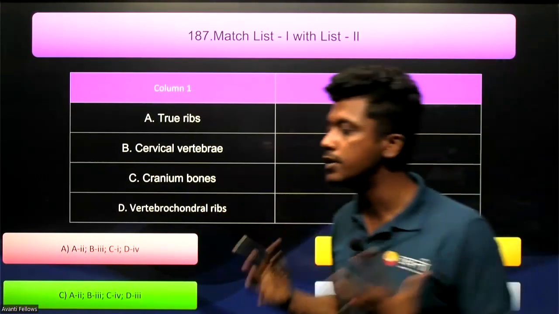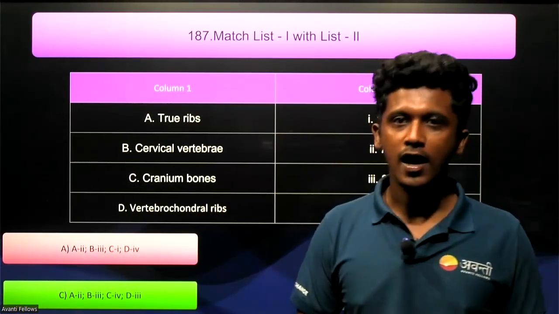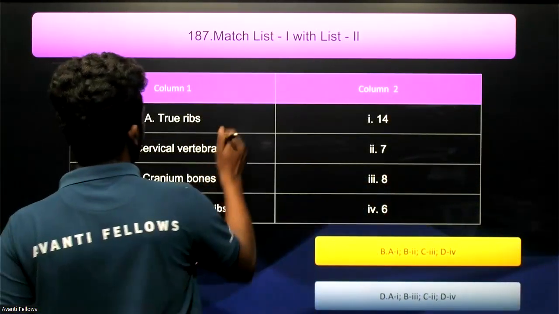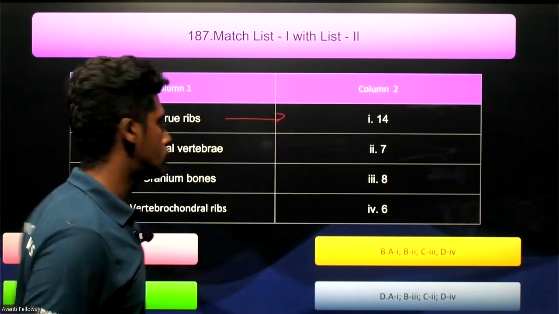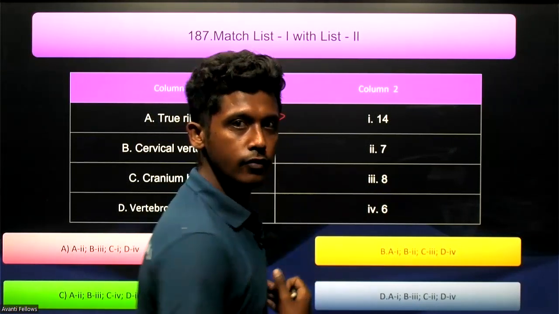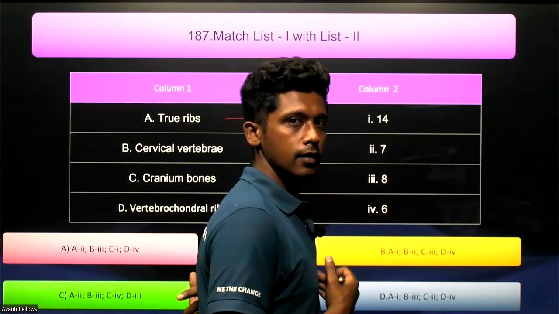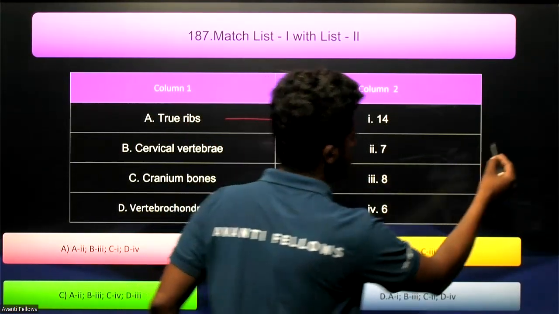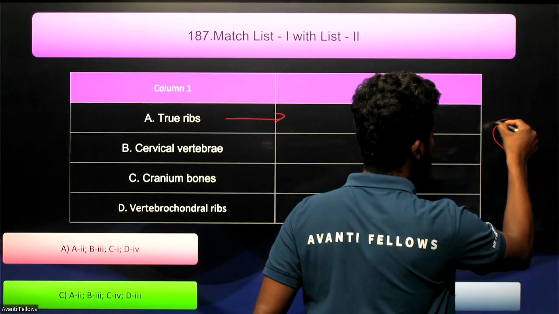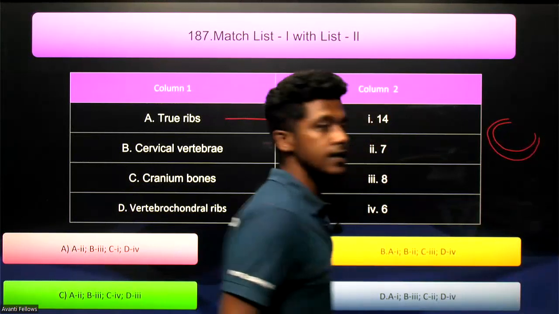Oh, this must be the easiest question out there because the answers are right before your eyes. So what are true ribs? The true ribs are the ones. See here, we have the sternum in the front, and then we have the vertebral column in the back. Correct, right? So if a rib connects both the sternum and the vertebral column and it is independent, it is called a true rib.